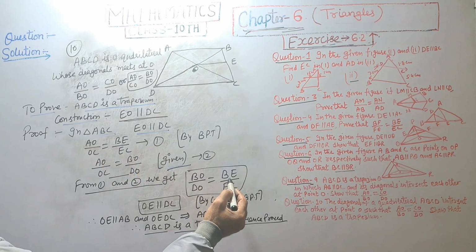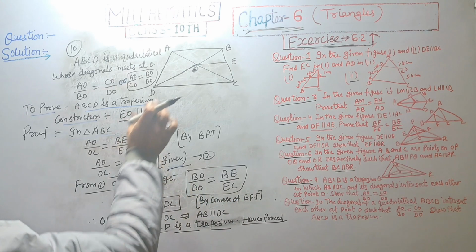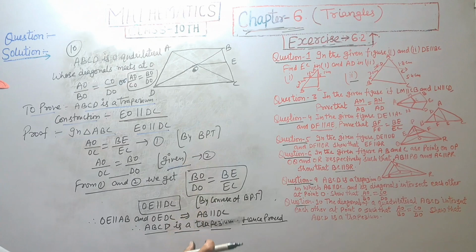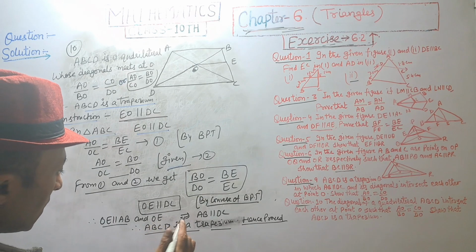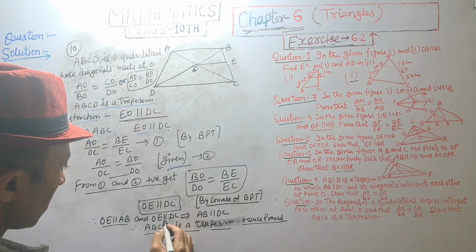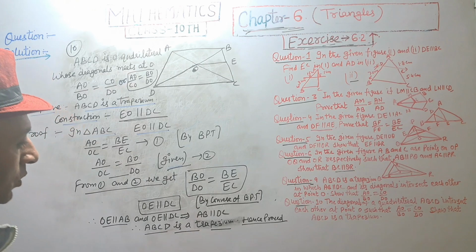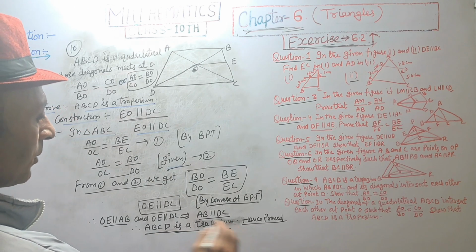BO upon DO is equal to BE upon EC, and OE is parallel to DC, OE is parallel to AB. This implies AB is parallel to DC and ABCD is a trapezium.